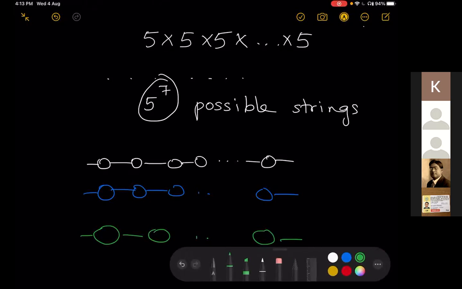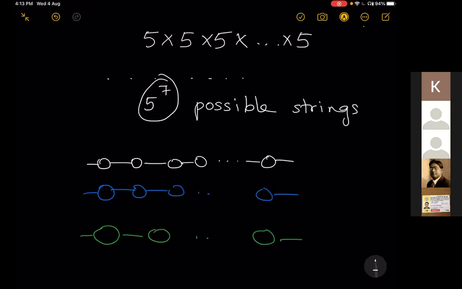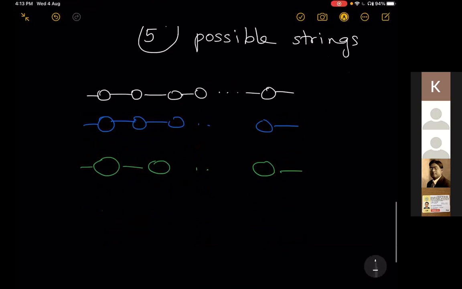So what I am saying is I don't like same color strings. They are very boring. So I will remove them from my collection. So how many such strings will I get? 5, for the 5 colors. So 5 to the power 7 minus 5 strings left.